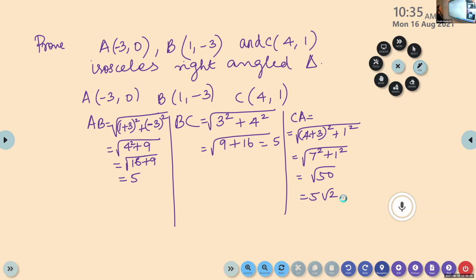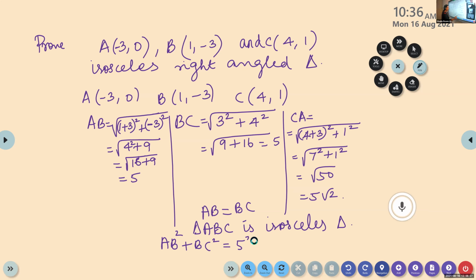Now check. Is it isosceles? Which two sides are equal? AB and BC. Therefore, triangle ABC is isosceles. Is it right angled? Add the squares. Find AB square plus BC square. Anjida, are you able to do this? Yes, ma'am. AB square plus BC square is 5 square plus 5 square, so we'll get 25 plus 25, which is 50.